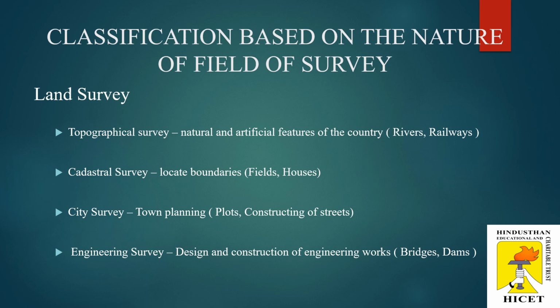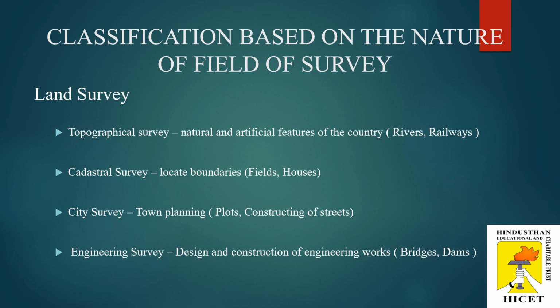Next one is cadastral survey. This survey is used to locate the additional details such as boundaries of fields, houses and other properties is called cadastral survey. Next one is city survey. This survey is used for planning of a town scheme such as laying of plots, construction of streets, laying water supply lines and sewer lines. So those kinds of work may be done with the help of a city survey.